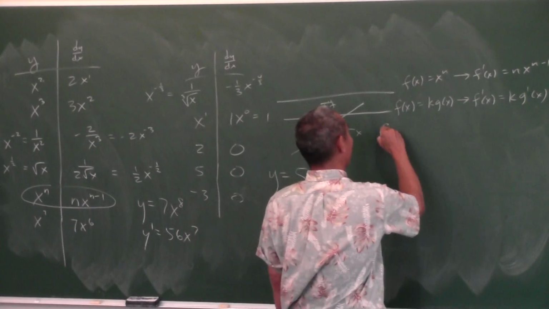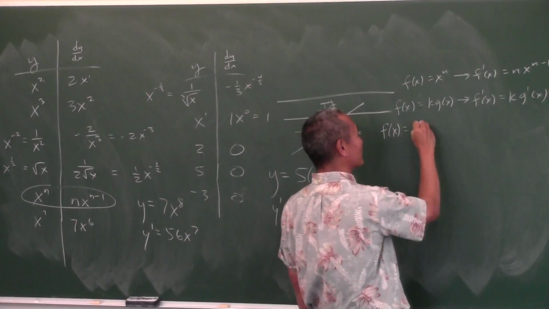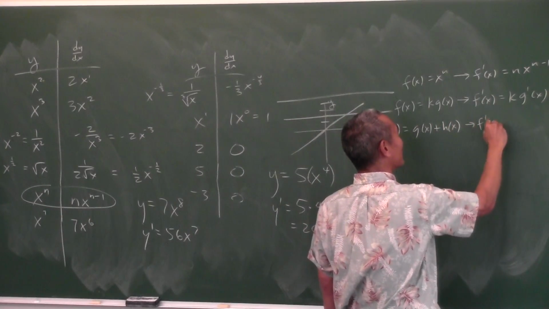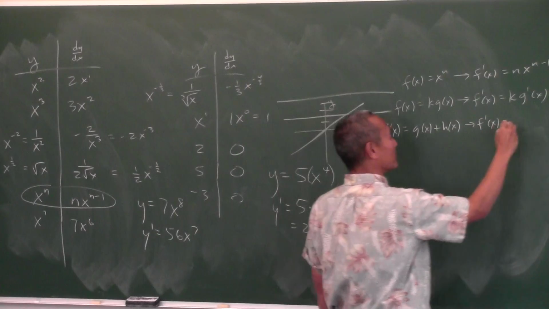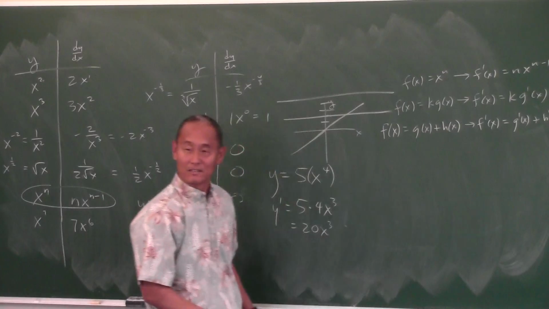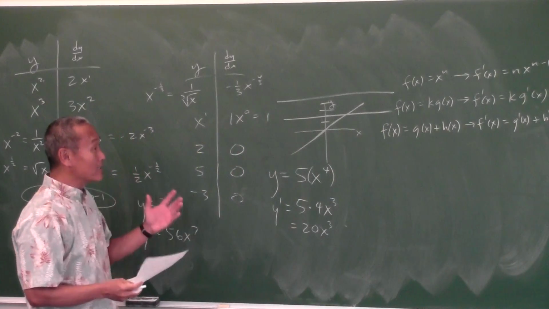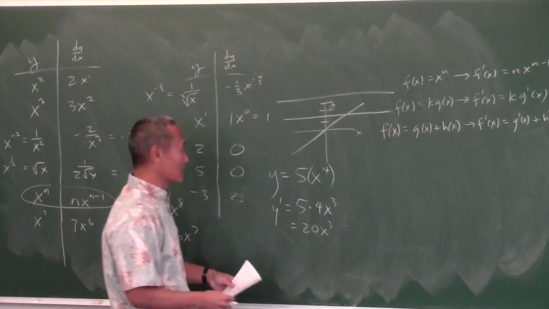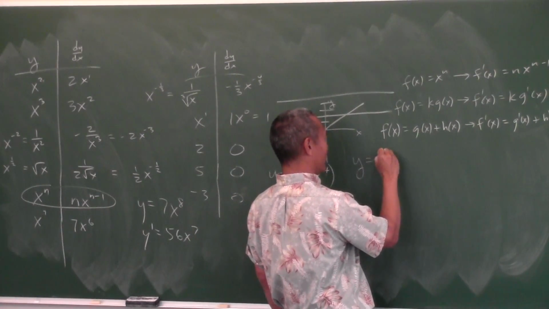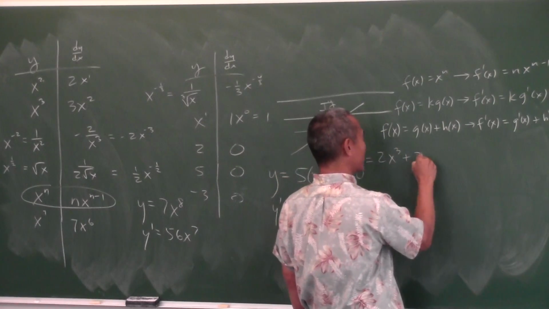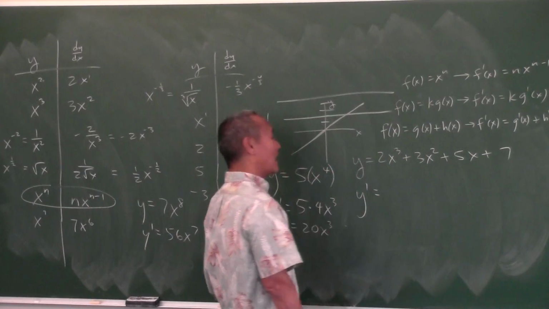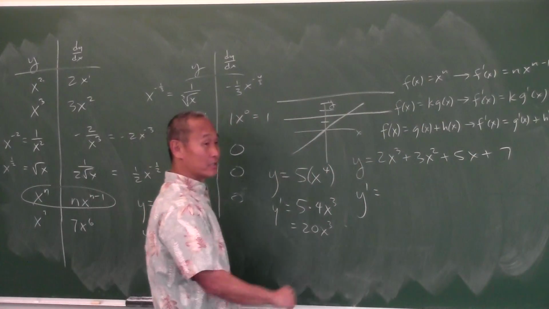Okay, one more theorem. If f of x is equal to a sum of two functions, or a difference, the sum or difference, same thing, then to take the derivative, you simply take the derivative of each term. Here's the first term, and there's the second term, and then it's done. Which means it's very easy to take the derivative of polynomials, like this. What if you had y equal 2x cubed plus 3x squared plus 5x plus 7? How do you take the derivative? Well, you just take it term by term.